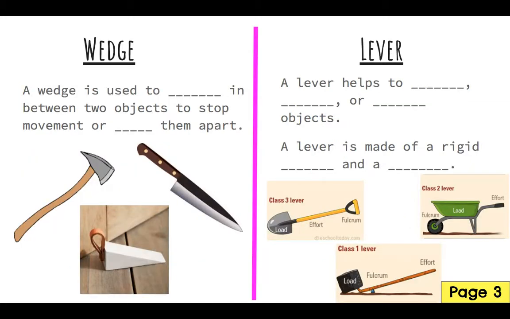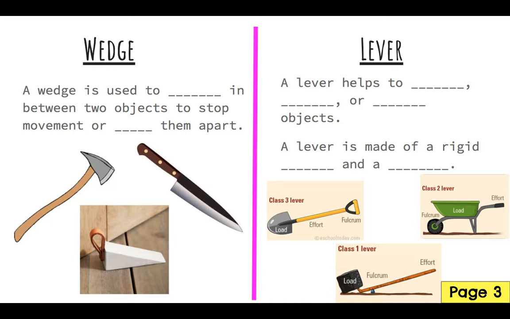So today, we're going to get started in section 1 with the wedge and the lever. And we'll start off with the wedge. And you can look at the pictures while I read this to you. But a wedge is used to blank in between 2 objects to stop movement or blank them apart. So I know your brains are moving, your gears are moving, and you're trying to think about what words are going to fit in those blanks.